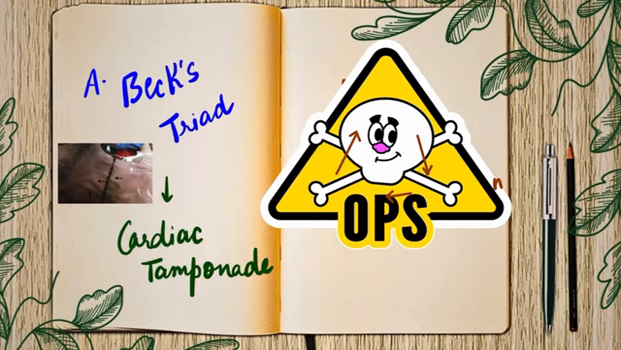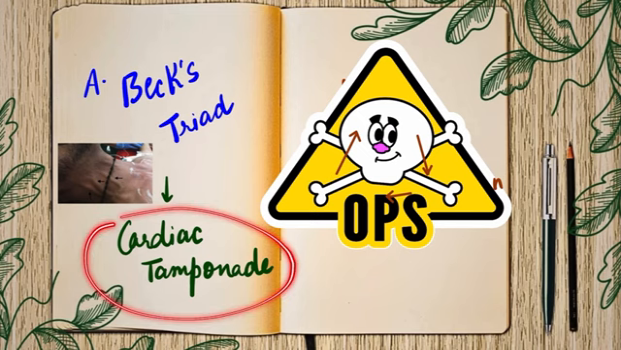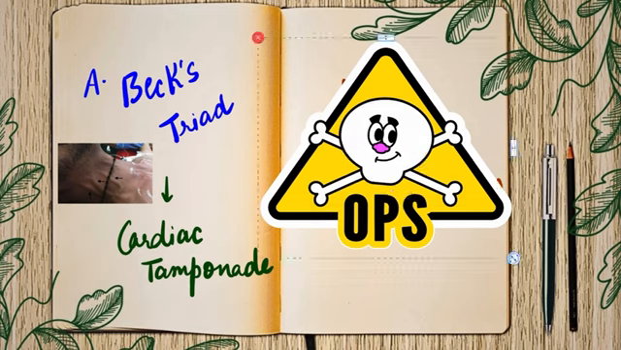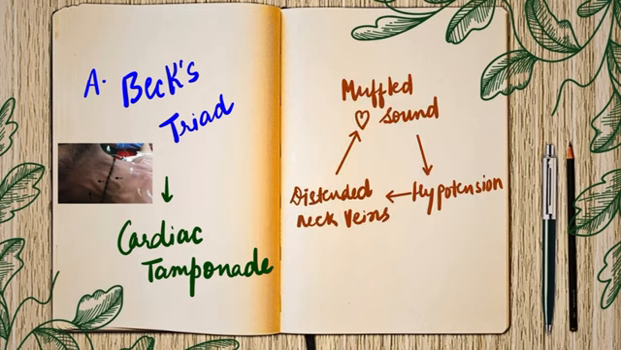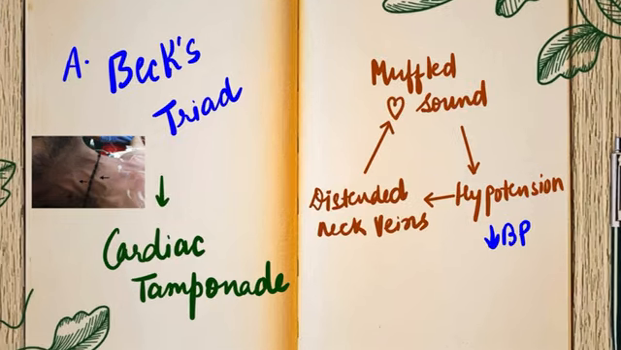First triad in the cardiovascular system is Beck's triad. Now what does it signify? It is seen in patients with cardiac tamponade. So what are the three components of Beck's triad? It comprises muffled heart sounds, distended neck veins, as you can see here in the picture, and hypotension. So the BP of the patient will be decreased along with the distended neck veins.